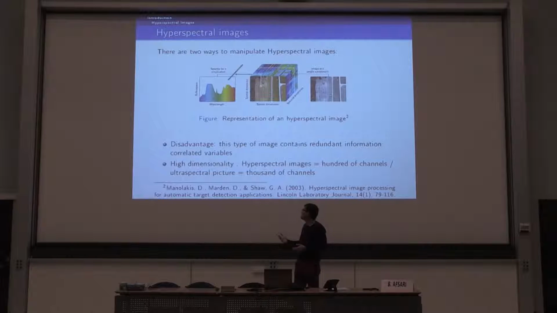Advantages of this kind of image. We have a higher dimension, as I said before. We have spectral information. We have composition information of each pixel. That may be interesting. Thanks to that, we can know that on a pixel there is water, there is soil, there is vegetation.